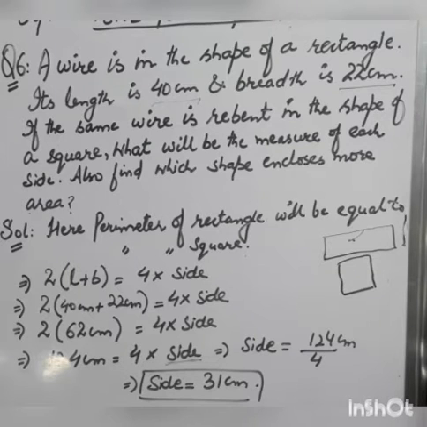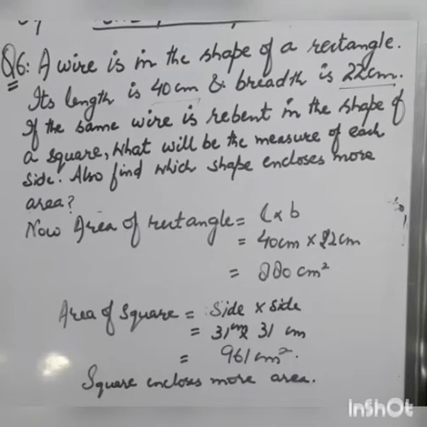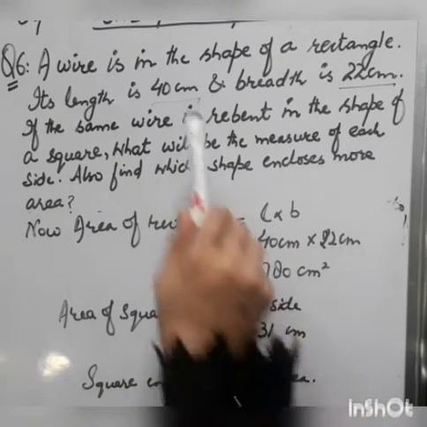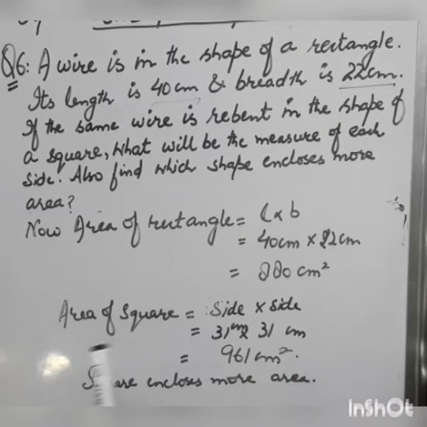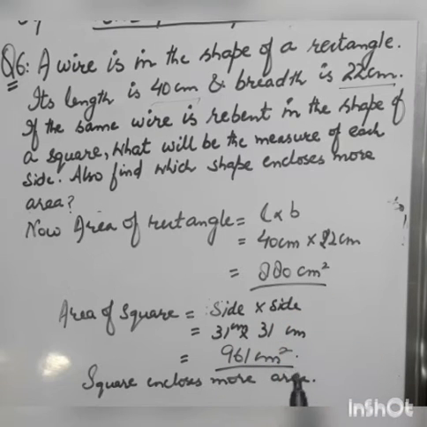That means we have to find area of both rectangular shape and area of this square shape. Now students, area of rectangle is equal to length into breadth. So 40 centimeter into 22 centimeter, that is 880 centimeter square. Now area of square is side into side, and we already saw that the side of the square was 31 centimeter. Now 31 into 31 is 961 centimeter square. See students, this is 880 and this is 961. It means this square encloses more area. Clear?